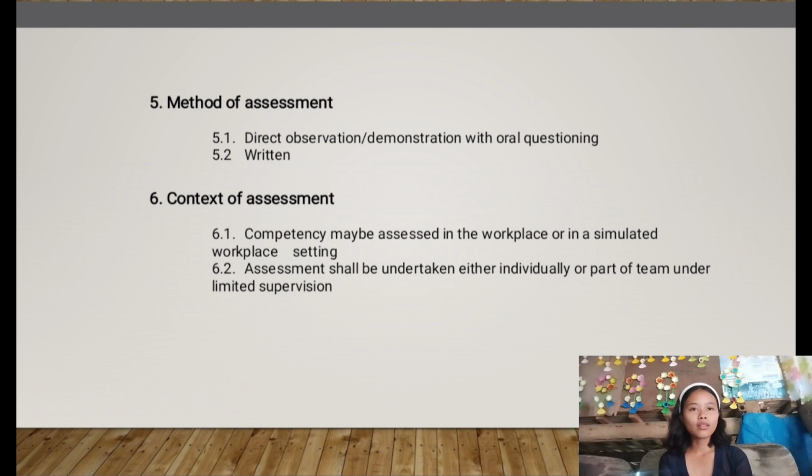And that's all for today, sir. These are the evidence guide that you need when you are installing aerial cable or joining or splicing.